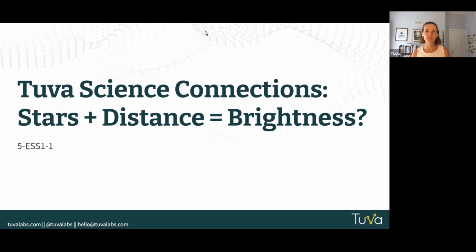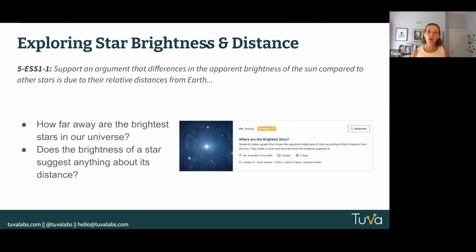Everybody, Kristen here for today's Tuva Science Connections, titled Stars plus Distance equals Brightness, where we're looking at using data to get into the performance expectation 5-ESS1-1, where our students are trying to support an argument that the difference in the apparent brightness or the magnitude of the sun compared to other stars is due to their relative distances from Earth.